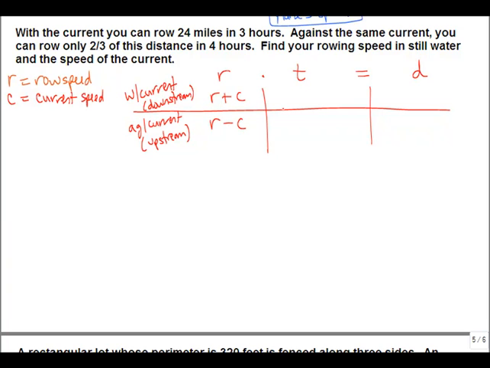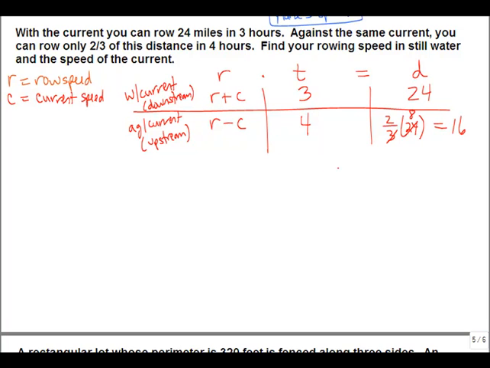So now let's fill in the times and distances that we know, and these should be given to us in the problem. It says with the current we can row 24 miles, that's a distance, in 3 hours, that's a time. So our time is 3 and our distance is 24. Now against the same current you can row only 2/3 of this distance in 4 hours. So 4 hours is our time, but we don't get to go the full 24 miles, we only go 2/3 of that. So let's figure out what 2/3 of 24 is. 3 divides into 24 8 times. 8 times 2 is 16.